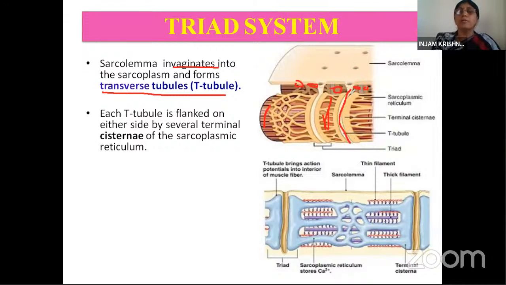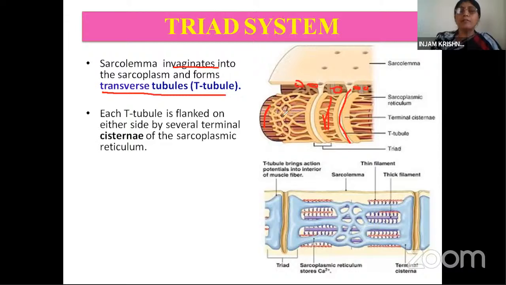Yes. It has started from where? From the sarcolemma. It invaginates like this. This is invagination, and forms the T tubule. Why do we call it a T tubule? Because it is a transverse tubule. So this is the T tubule.